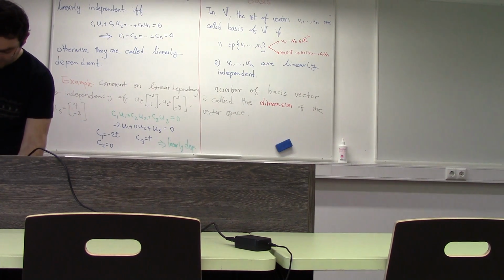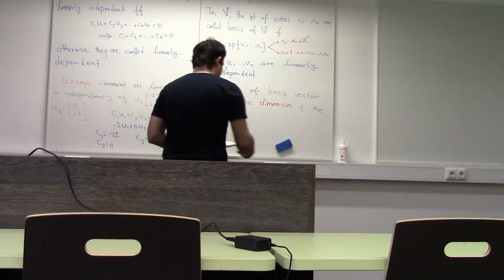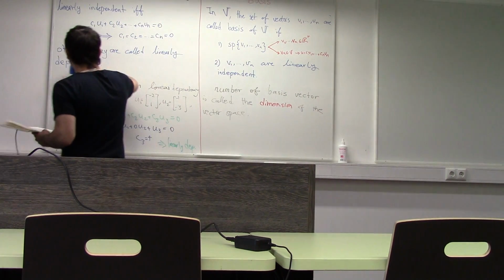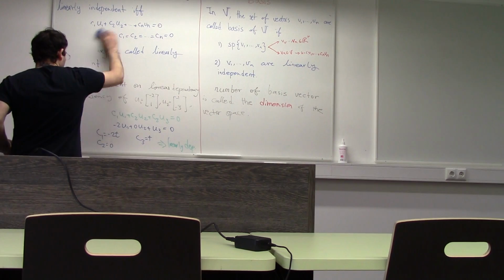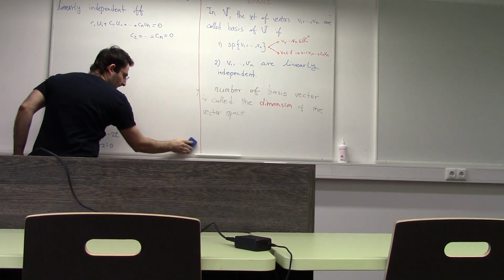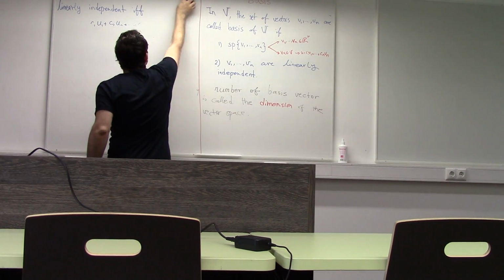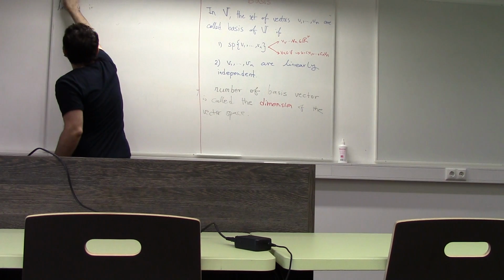So let's do a few examples. Are the basis vectors unique? No. Very good.